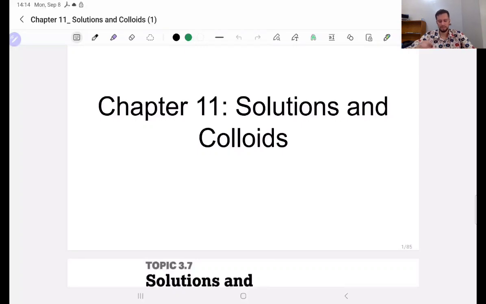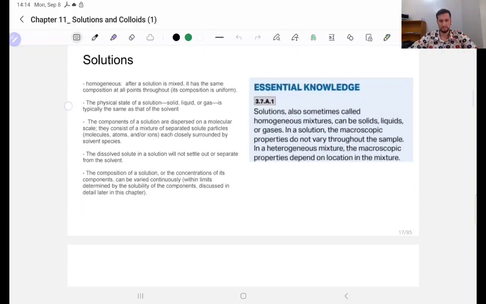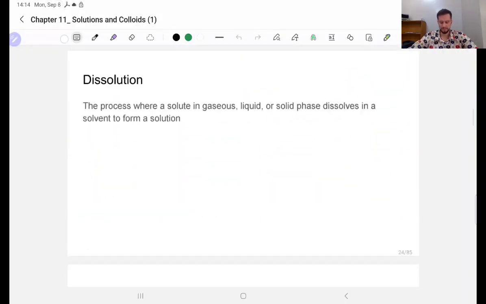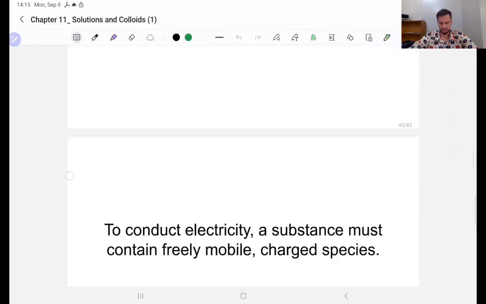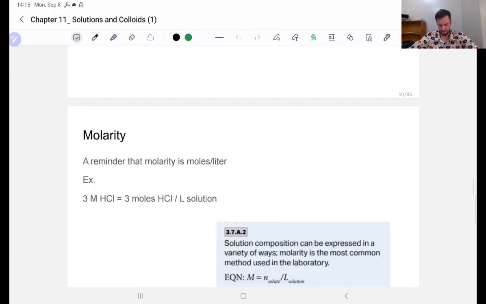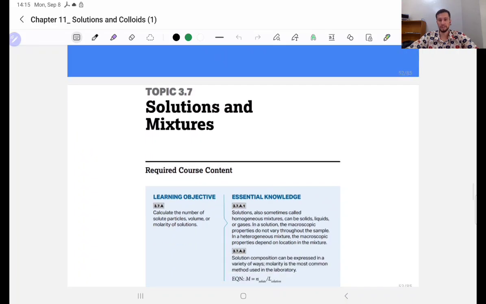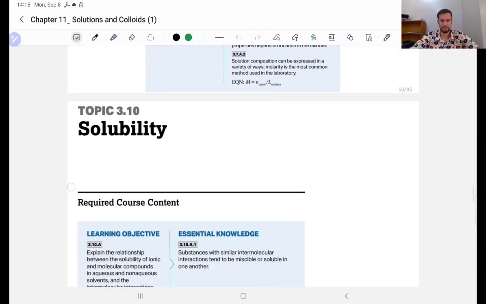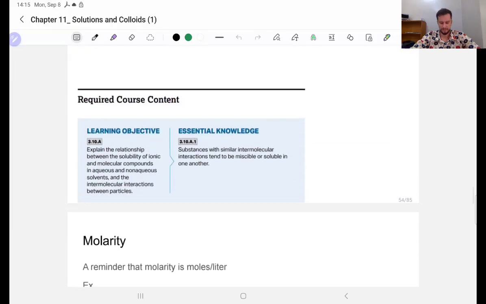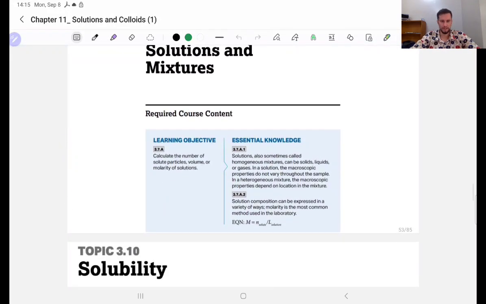So we are now going to look at 11.3, which is on solubility. Sorry, I'll just scroll down. Okay. And so this is covering solutions and mixtures. It's covering solubility and like molarity and things like that.